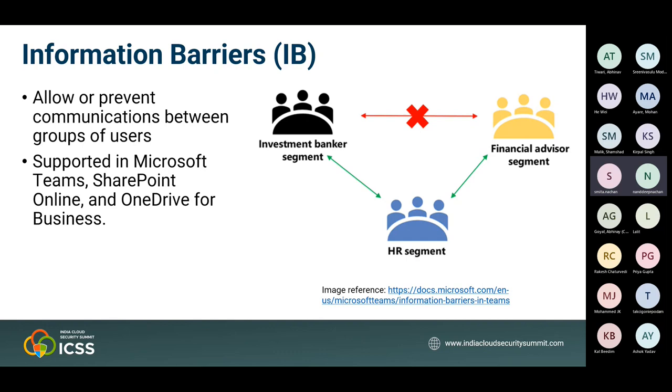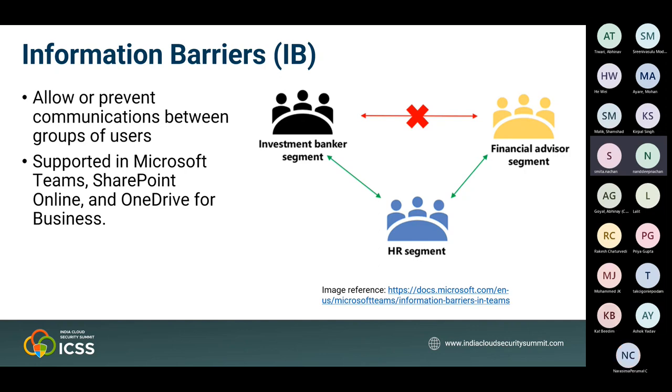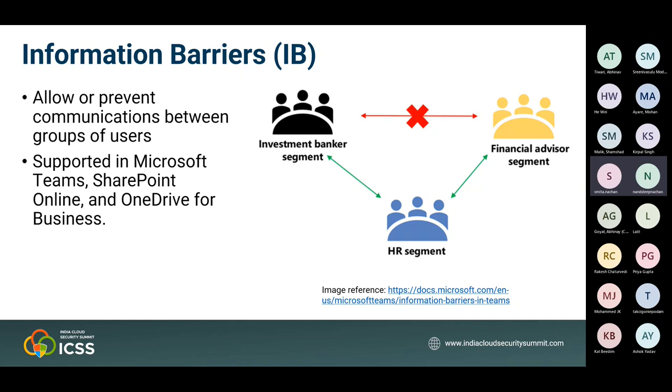So this may include situations or scenarios where you want to restrict the communication and collaboration between two groups to avoid a conflict of interest from occurring in your organization. This may also include the situation when you need to restrict the communication and collaboration between certain people inside your organization to safeguard the internal information. These information barriers are supported in Microsoft Teams, SharePoint Online, and OneDrive for Business.